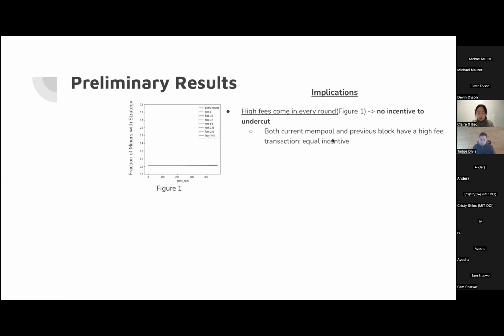So now let's take a look at the preliminary results that the simulator showed us. And indeed, it does seem to match the intuition that we've shown on the previous slides. The first case is that high fees come in every round, which is very similar to the example that we just saw. In this case, both the current mempool and the previous block have that high fee transaction. There's equal incentive to continue versus undercut. So undercutting strategies are not effective, as we can see in figure 1, where all of these strategy weights are exactly equal.